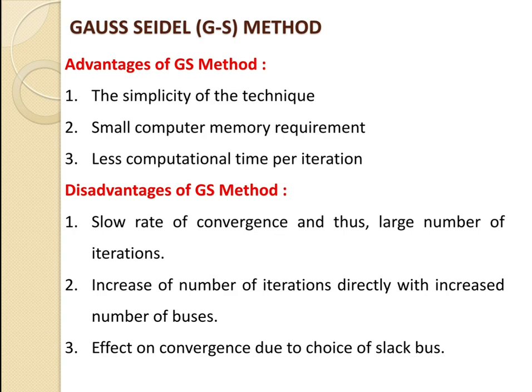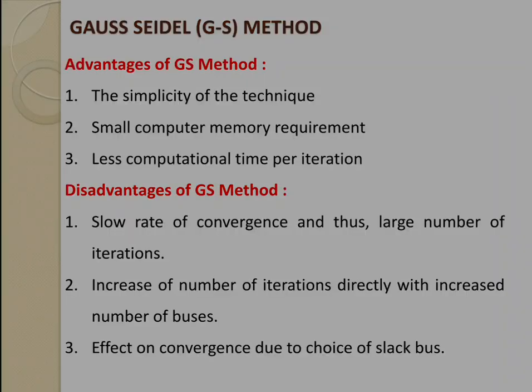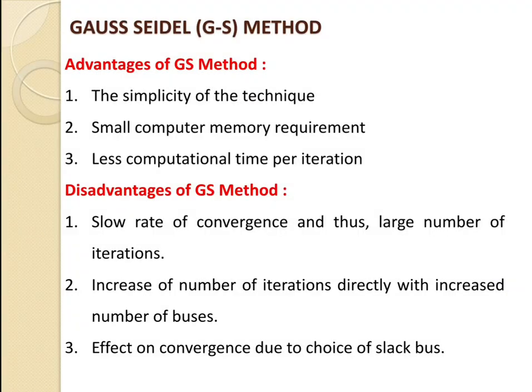In the same way, the GS method has some disadvantages. First, the slow rate of convergence and thus a large number of iterations. Second, the number of iterations increases directly with the increased number of buses. And third, the effect on convergence due to the choice of slack bus. So it is clear that inside the Gauss-Seidel method the time per iteration should be less, whereas the GS method has a large number of iterations. So this is regarding the Gauss-Seidel method.